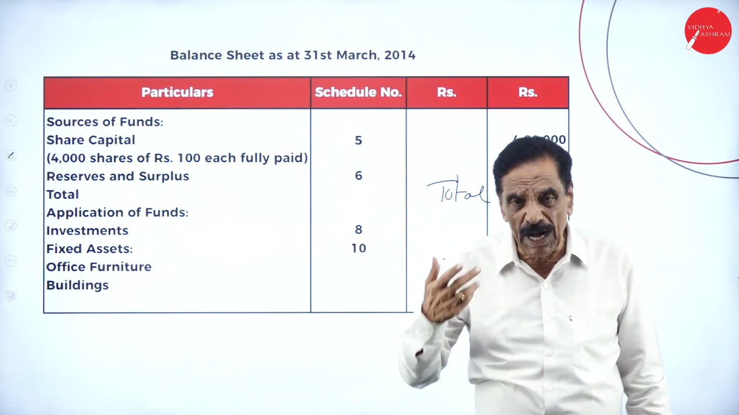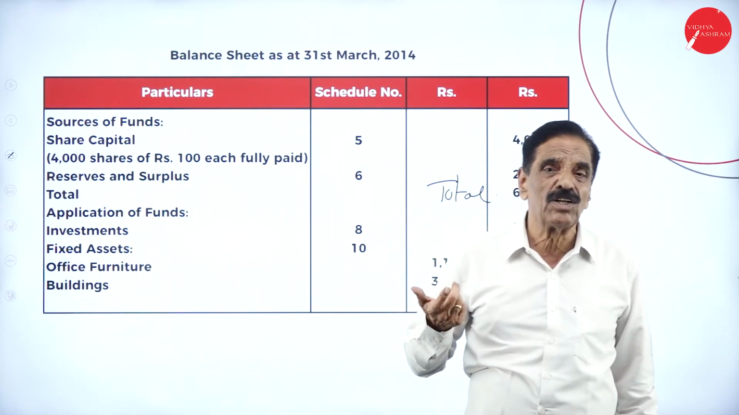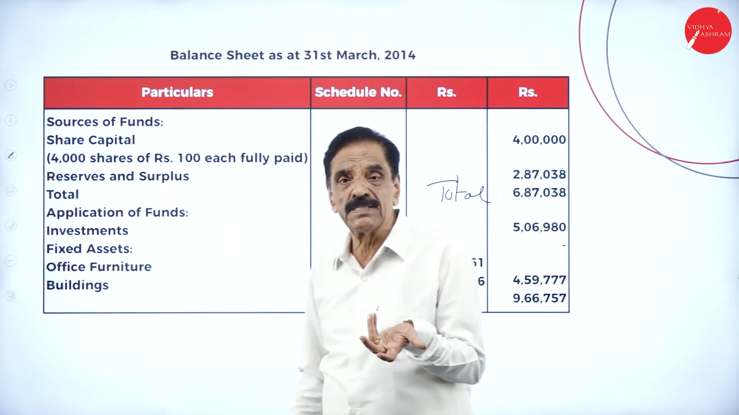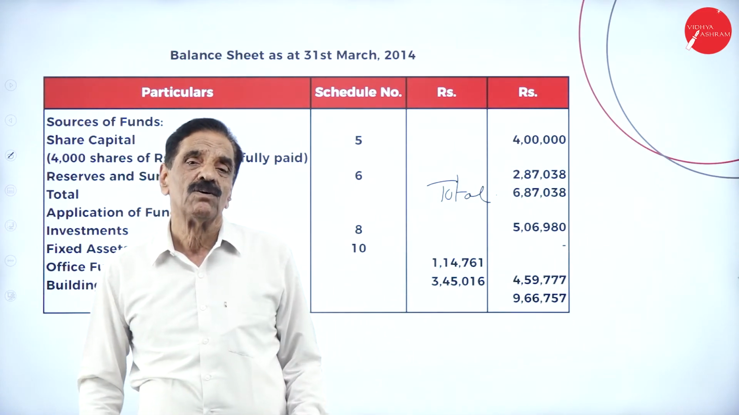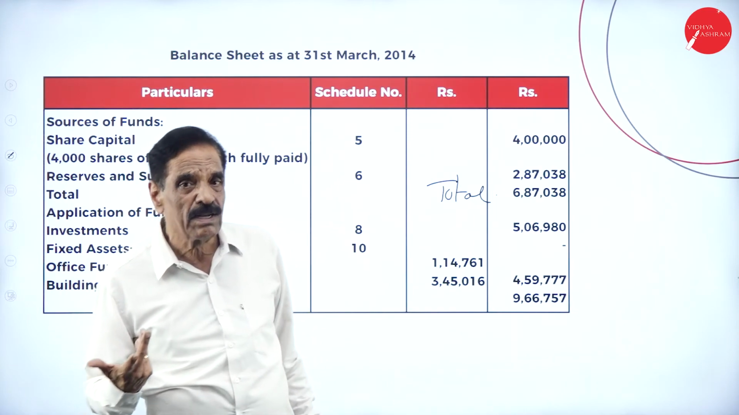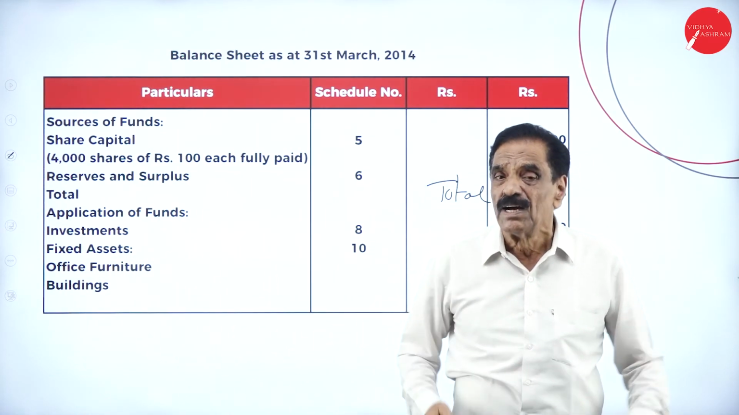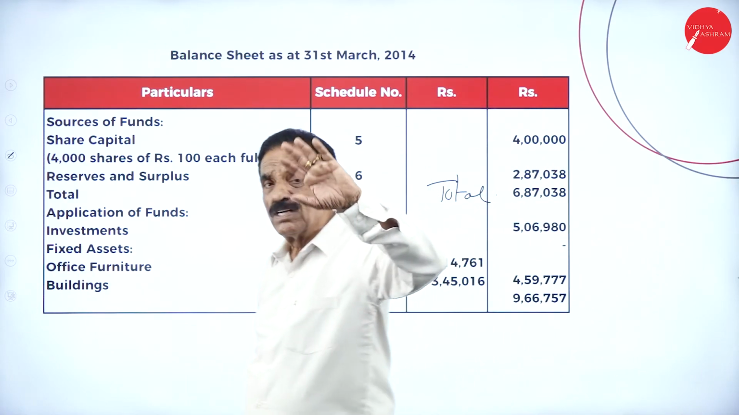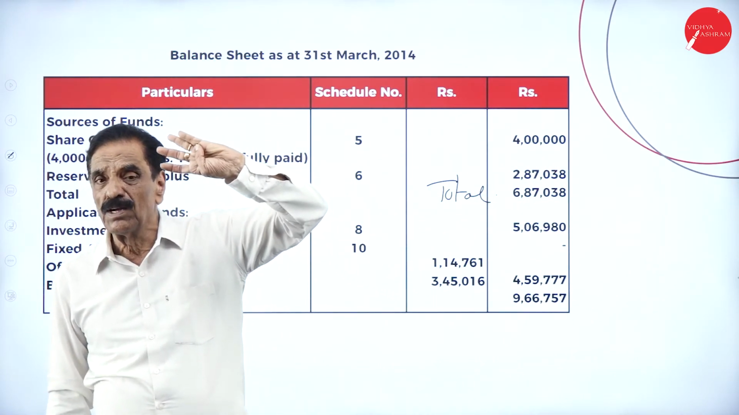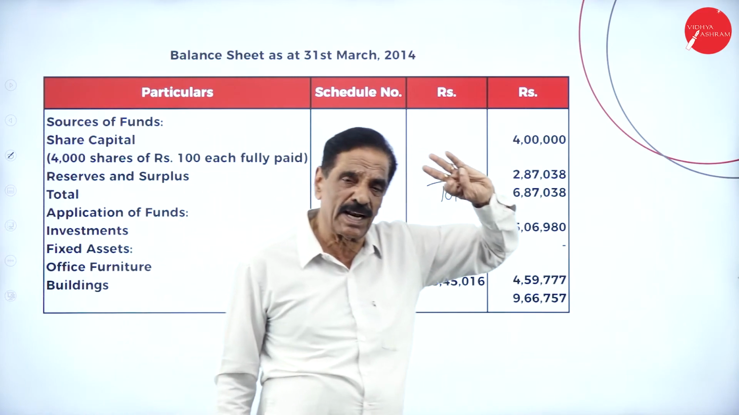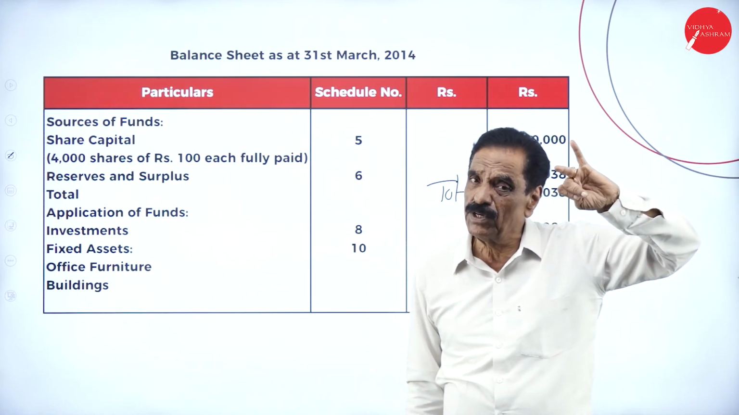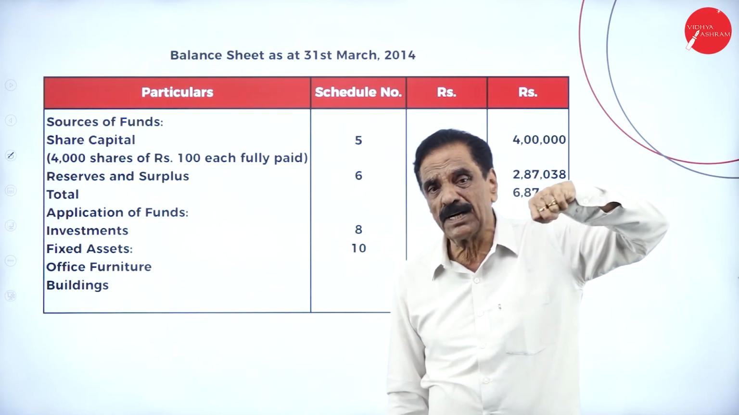Schedule number 12, advances and other assets. Schedule number 13, current liabilities. Schedule number 14, provisions. Schedule number 15 is miscellaneous expenses and losses. Regarding the revenue account, schedule number 1 is premium. Schedule number 2 is claims. Schedule number 3 is commission. Schedule number 4 is operating expenses.